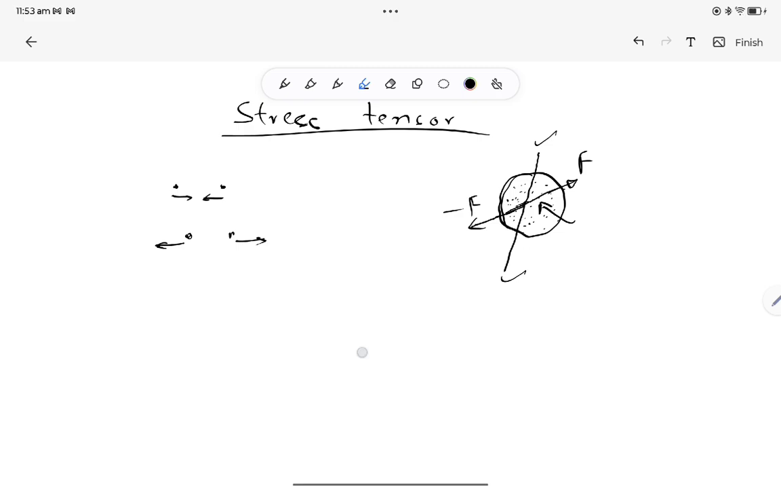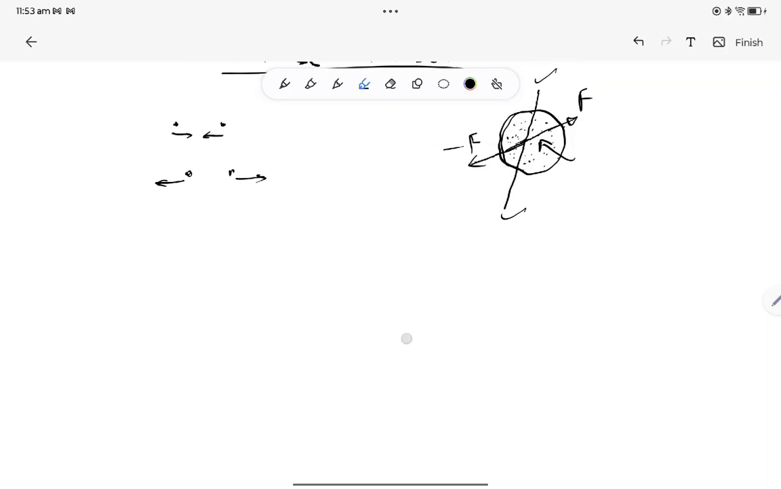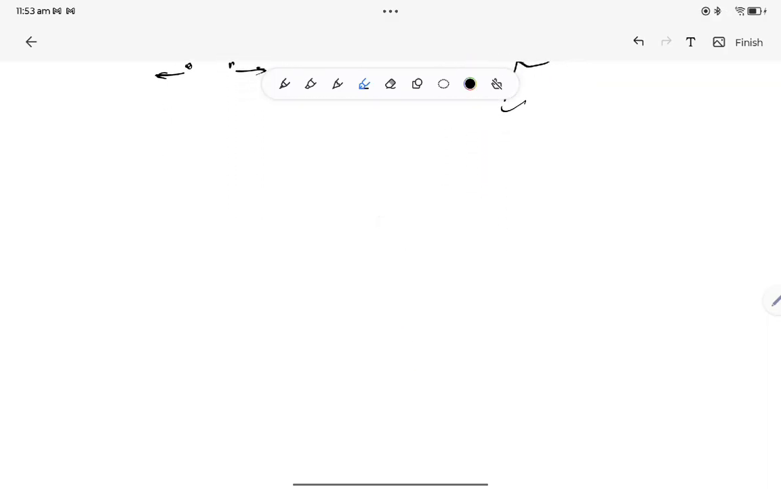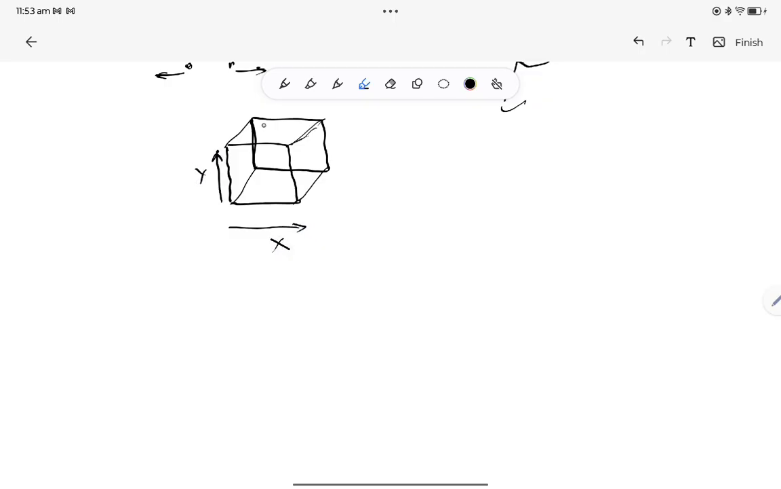Now suppose we look at this stress more closely. Suppose we have a solid in cubical form like this. We have a cube. Then we orient these coordinate axes in such a way that this is the x-axis, this is the y-axis, and this is the z-axis. Now, if we look at this face of the solid, the yz plane, the area of this plane is perpendicular to the x-axis.